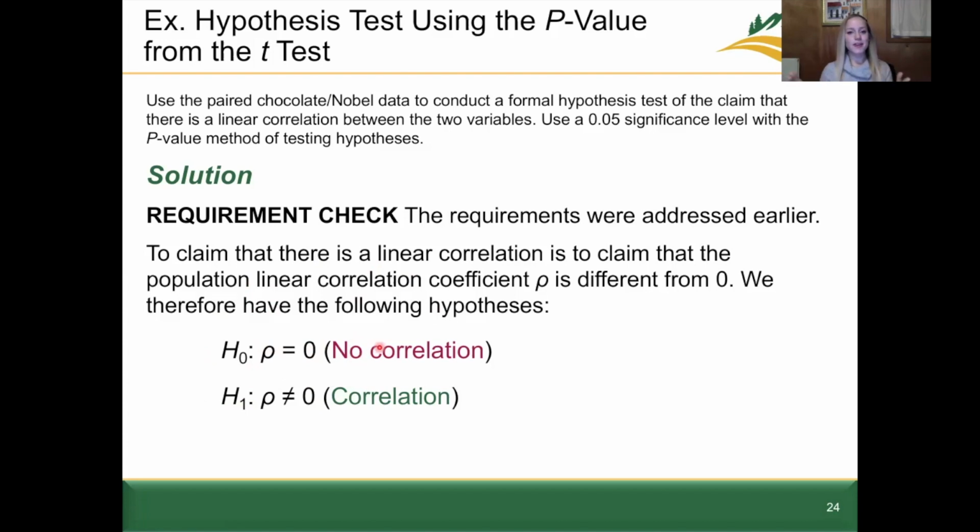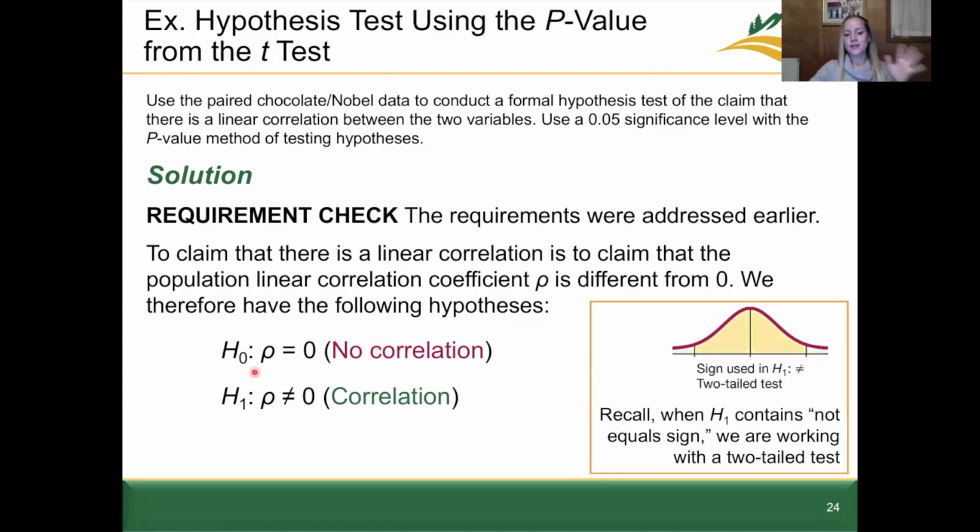Now, when we found the p-value earlier, we used a function in Excel for a two-tailed test. And this matches up with what we're seeing here, right? Because for an alternative hypothesis with that not equal sign, that means that we have a two-tailed test. So let's continue on now.